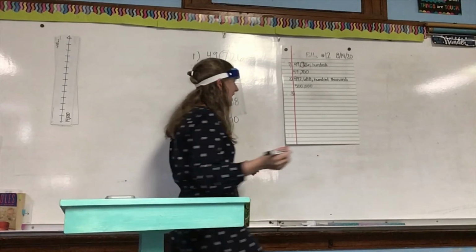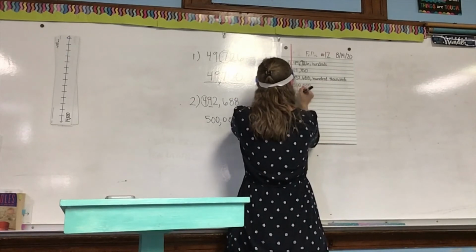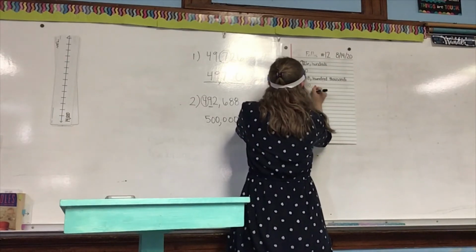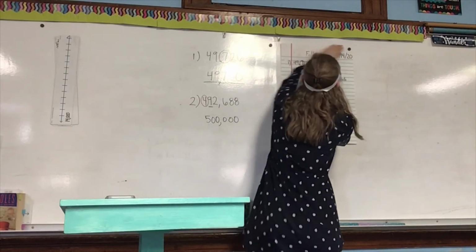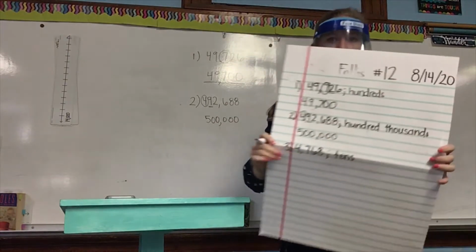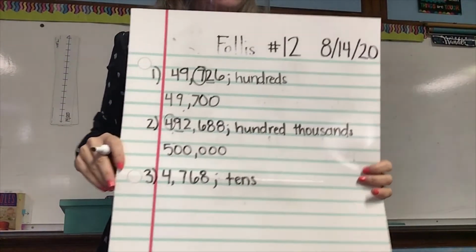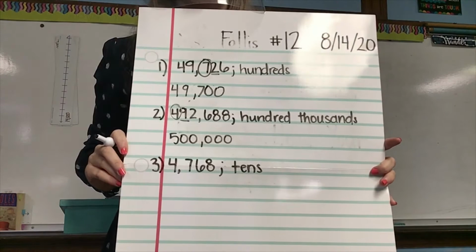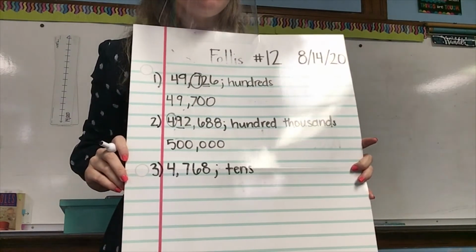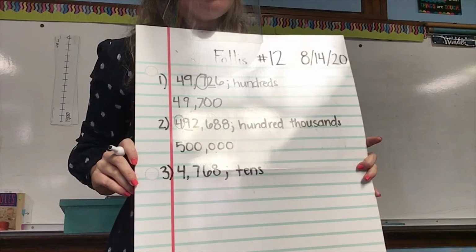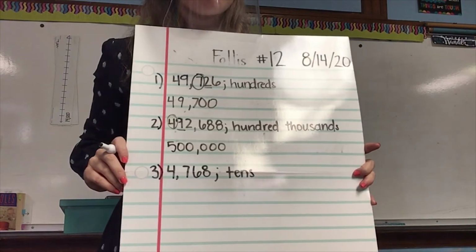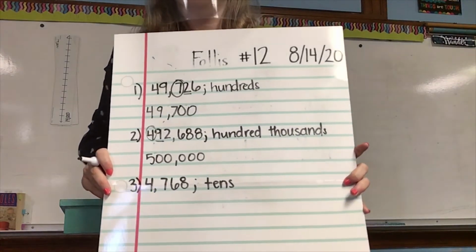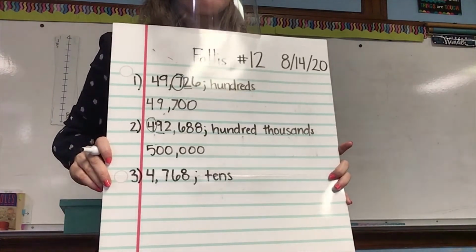Write number 3. Number 3 is 4,768, and we're rounding to the nearest 10. I wouldn't necessarily pre-number because you never know if something's going to take more space. Okay, when you're done writing number 3, thumbs up.